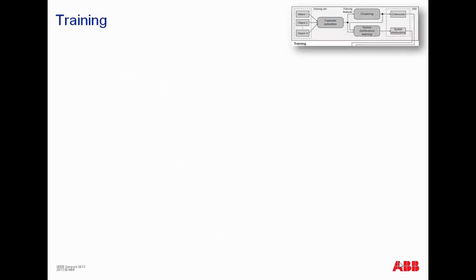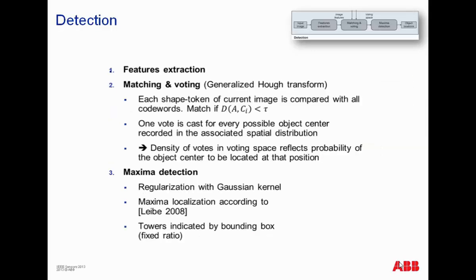Anyway, once we have a match, a vote is cast in a 2D space, a Hough space, and if the density of votes of the actual image at some locations exceeds another threshold, then we have an object detection. And so this gives us the location of the center of the objects, but we want to have an actual bounding box around the object.